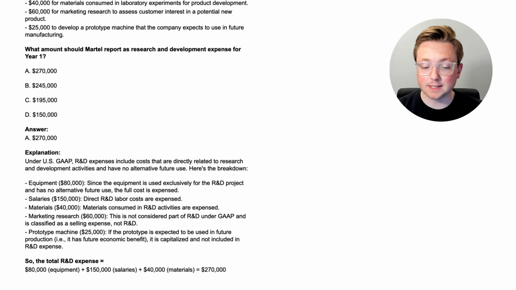Now let's get to other pieces that probably won't be expensed. Marketing research. This is not considered part of R&D under GAAP and is classified as a selling expense, not as R&D. So any research you're doing to see if people would like the product, that's not really research and development. So again, specifically when it comes to marketing research, that is not going to be considered R&D because it's classified as a selling expense instead. And then finally, prototype machine.